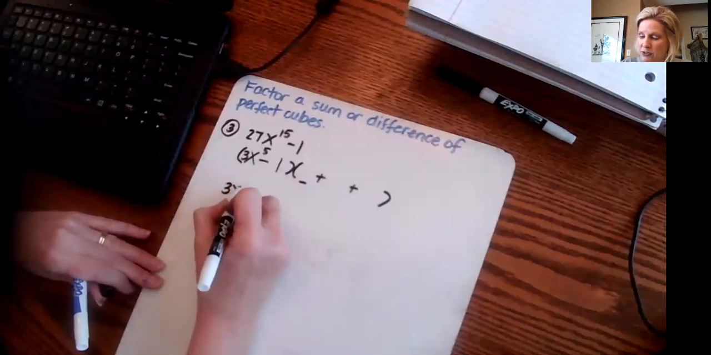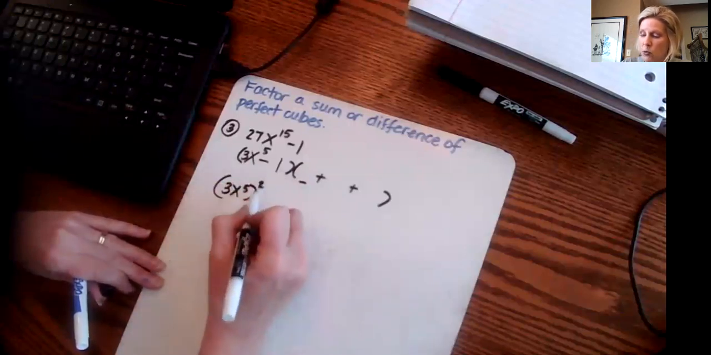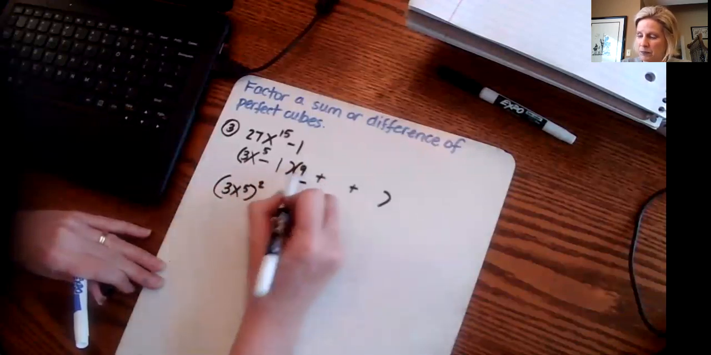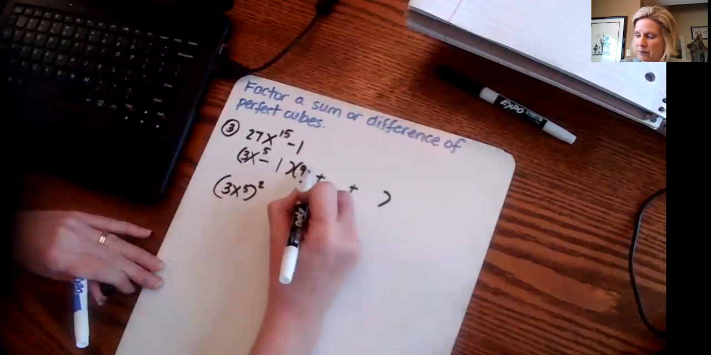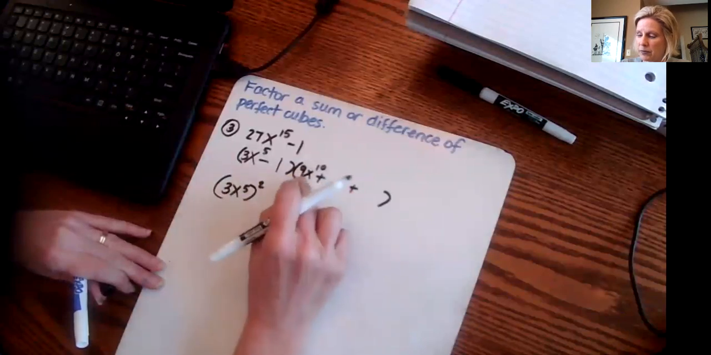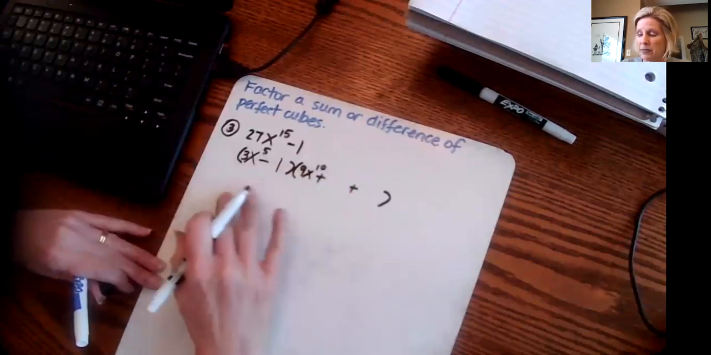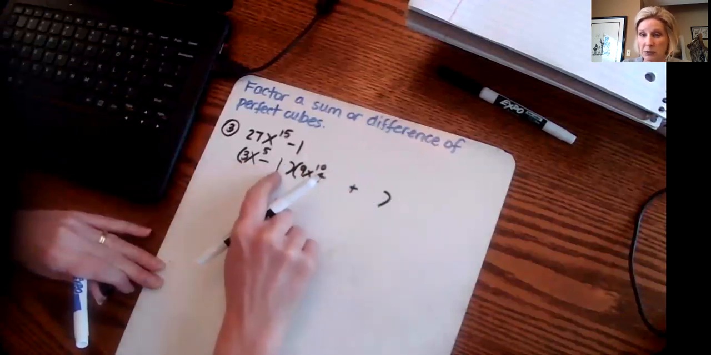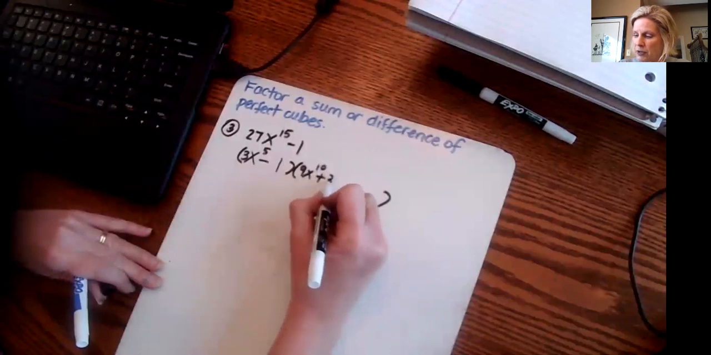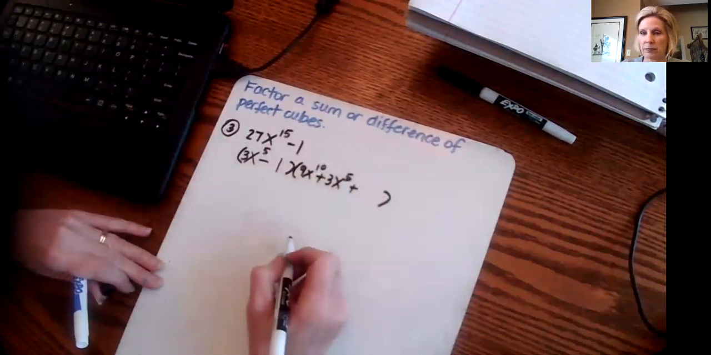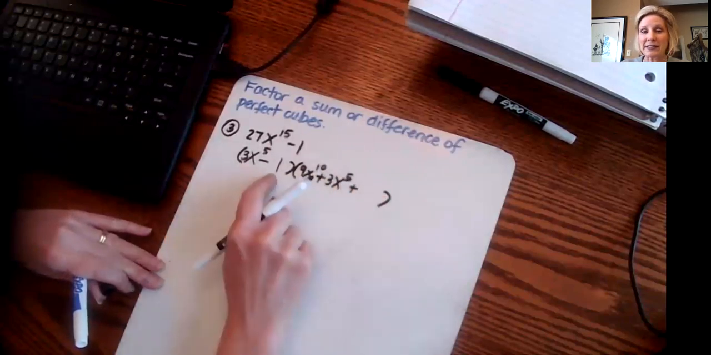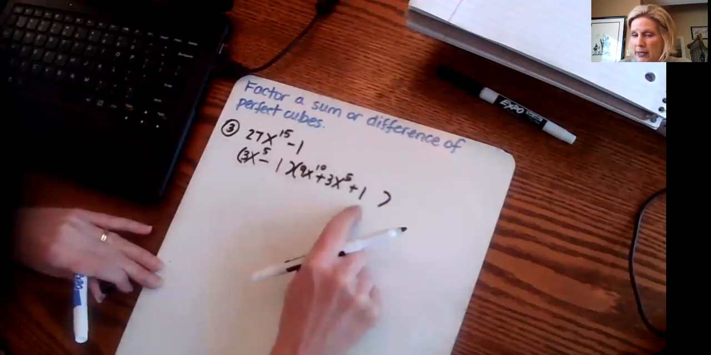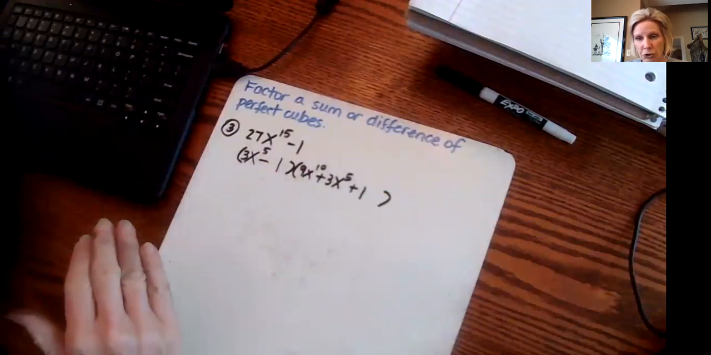So now I've got to do first squared. Take your 3x to the 5th and square it. That gives you 9x to the 10th. Now, in the middle, we've got first times second. So 3x to the 5th times 1 is just 3x to the 5th. In your last slot, it's second squared, and 1 times 1 is just 1. The trinomial doesn't go again, you're done.